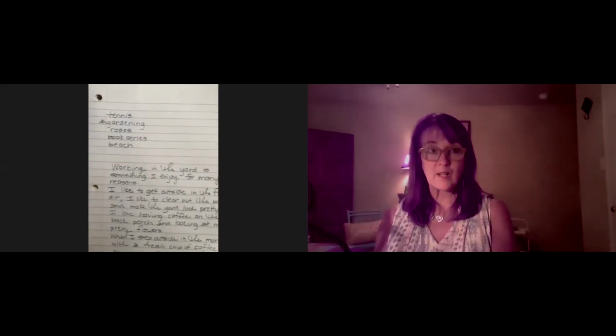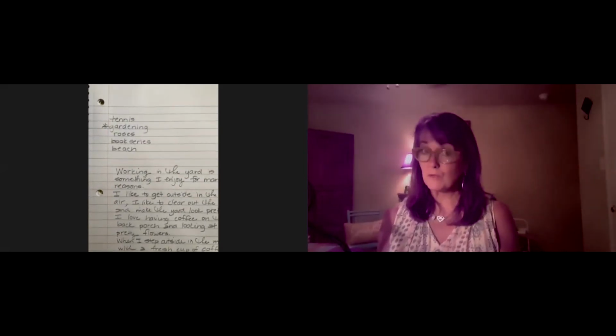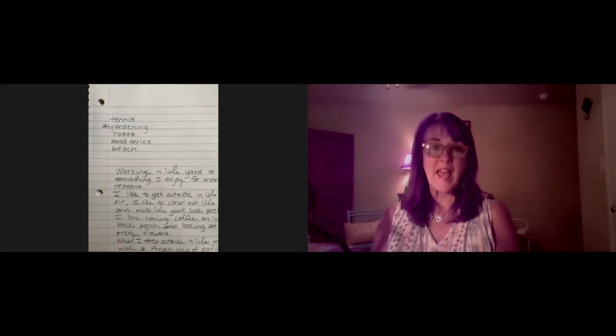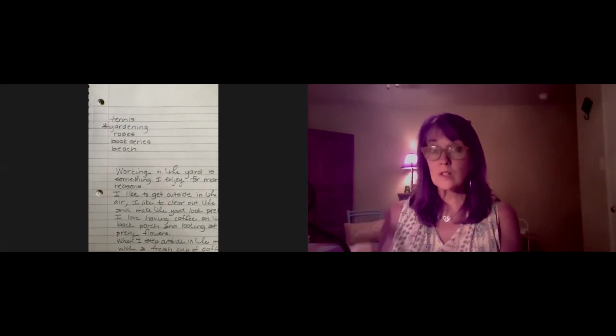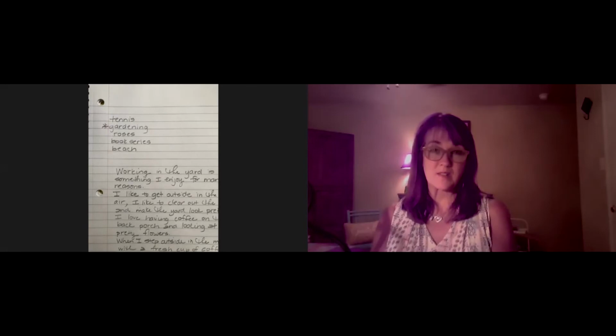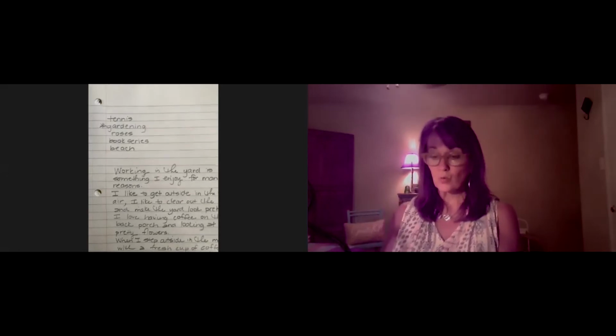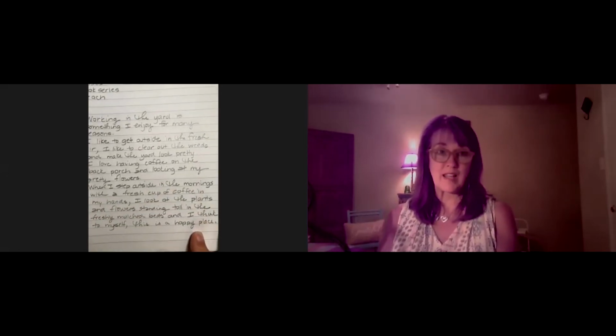All right, I just wrote for 5 minutes. I wasn't sure what to write about, so I started off by jotting down 5 things that I enjoy: tennis, gardening, roses, different book series, and the beach. And as I looked at those 5, I thought, what could I talk about? Which one could I talk a little bit more about? Which one is catching my attention or my creativity today? And then I just wrote for 5 minutes, and this is what I have.